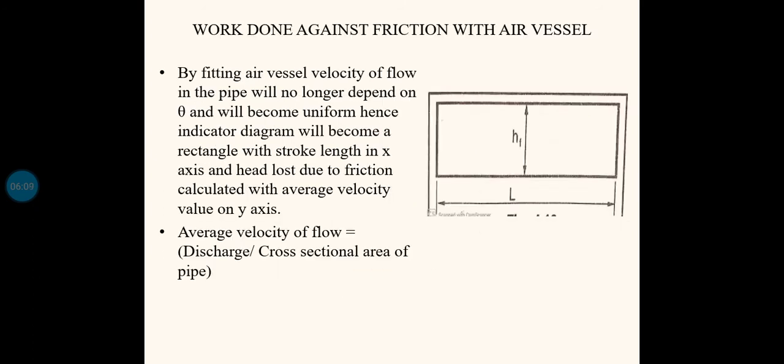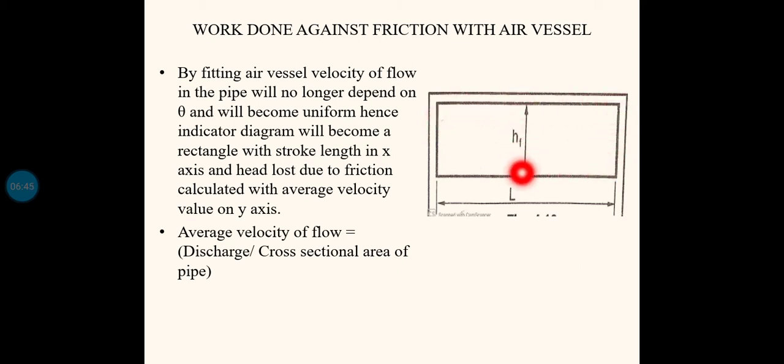Now the next case is work done against friction with the air vessel. As I have already told, if the air vessel is there, the flow velocity in the suction pipe and delivery pipe will be uniform. It won't depend on the value of theta. If the flow velocity becomes uniform, the shape of the indicator diagram becomes a rectangle, since from starting to ending the HF value will be the HF max value. This value is going to be constant since flow velocity is constant. So it is a rectangular shape.